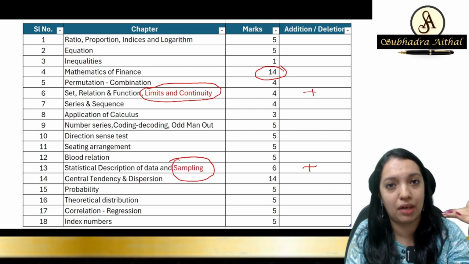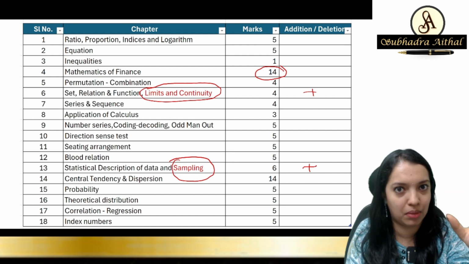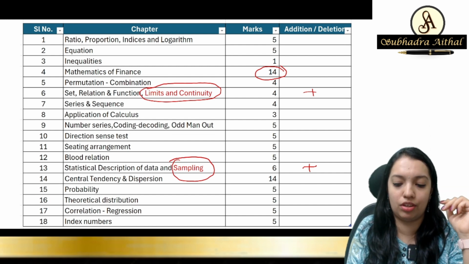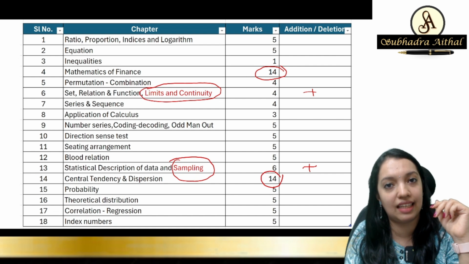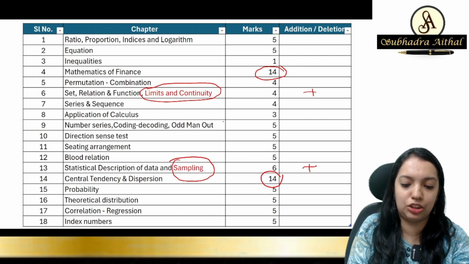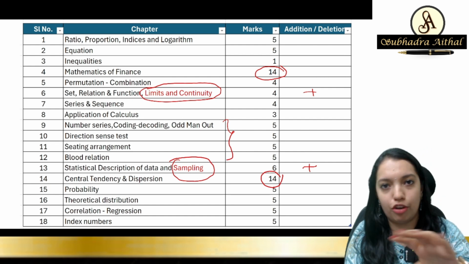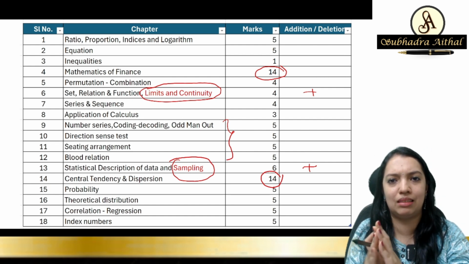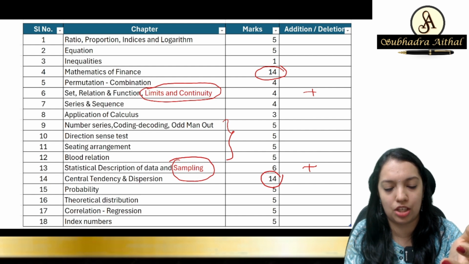That is the top one priority for you. It comes for 14 marks only. The second top priority will be central tendency and dispersion. Again, this is for 14 marks. Each of the chapters in logical reasoning comes for 4 marks. So I don't see major changes in marks allocation.